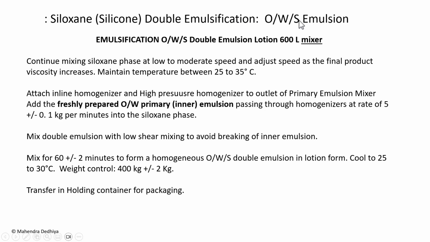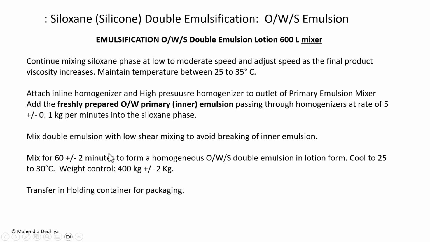Double emulsion. Continue mixing siloxane phase at low to moderate speed and adjust speed as final product viscosity increases. Maintain temperature between 25 and 35 C. Attach inline homogenizer and high pressure homogenizer to the outlet of the primary emulsion mixer. Add the freshly prepared oil and water primary emulsion, passing through homogenizer and high-speed homogenizer at a rate of about 5 kilos. Mix double emulsion at low shear to avoid breaking the inner emulsion.